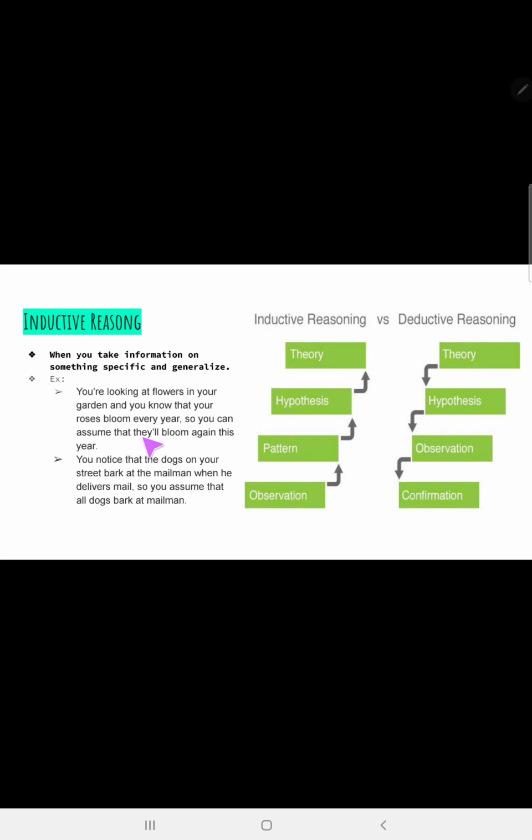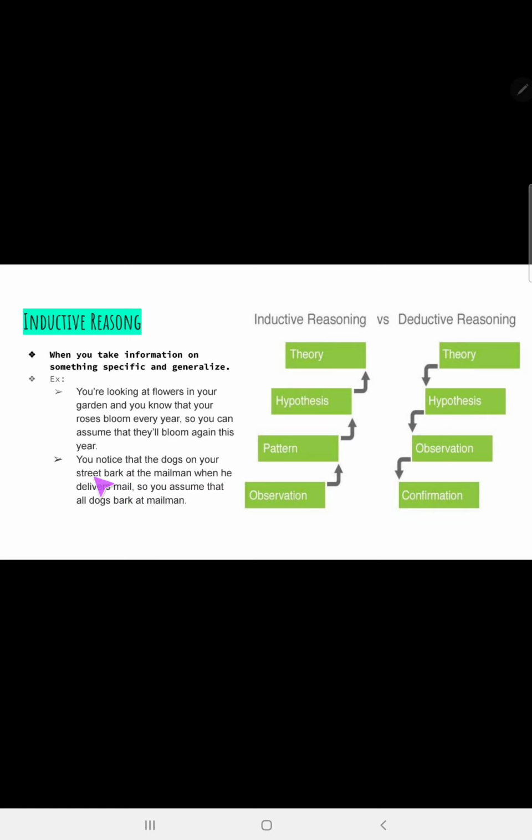In these examples, it's basically the same thing. You're looking at flowers in your garden and you know that your roses bloom every year, so you can assume that they'll bloom again this year. You're basically making a hypothesis here. It's probable that they'll bloom this year, but it's not 100% certain. Since they bloom every year, that's why it's probable, but they haven't bloomed this year, so that's why it's not certain.